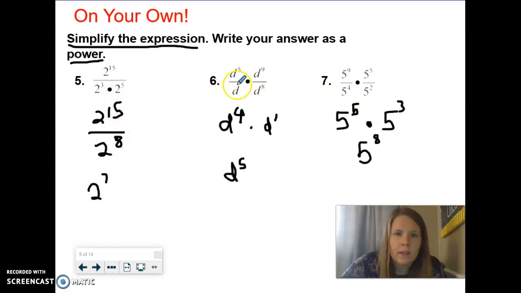Okay. Here I did the subtraction of my exponents first, and then I'm going to add them, and I get d to the 5th. Same here, I did the division first, then I'm going to add them. So division, remember when you're dividing, you're actually subtracting the exponents. So you get 5 to the 5th and 5 to the 3rd. When I add those exponents together, I get 5 to the 8th.